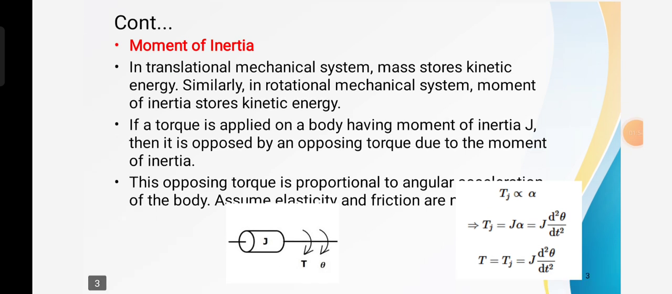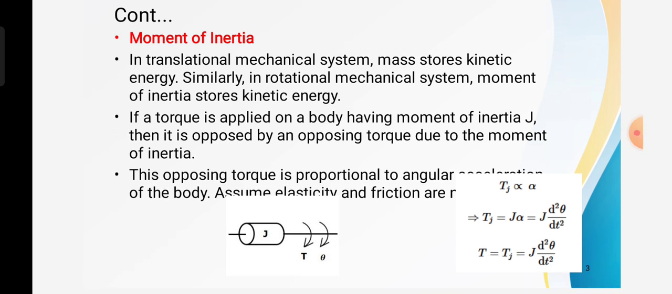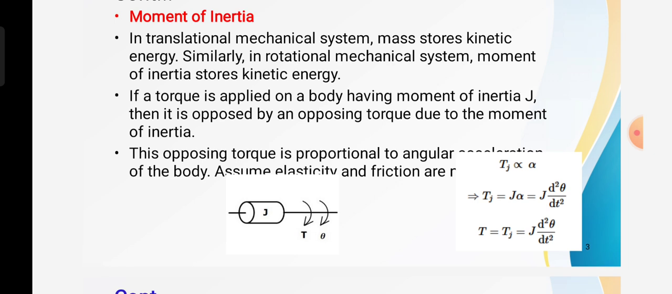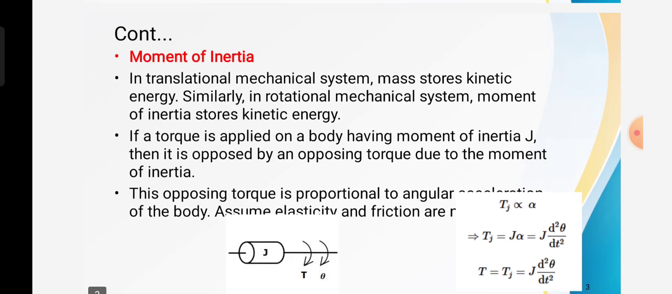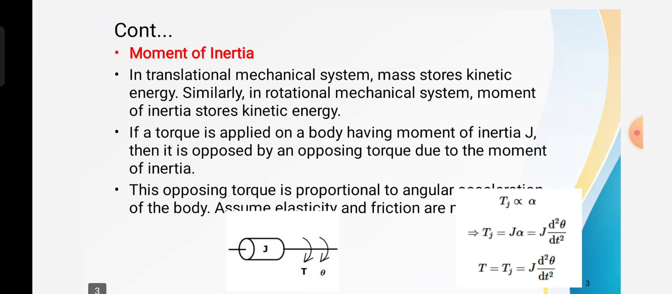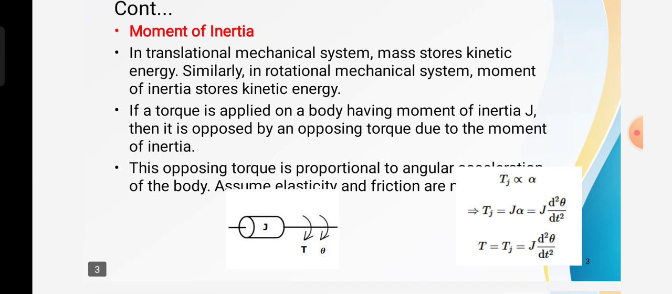So let us discuss them one by one. The moment of inertia: this is the ideal mass element. In a translational mechanical system, the mass stores kinetic energy. Similarly, in a mechanical rotational system, the moment of inertia stores kinetic energy. Now consider an ideal mass element which has negligible friction and elasticity.